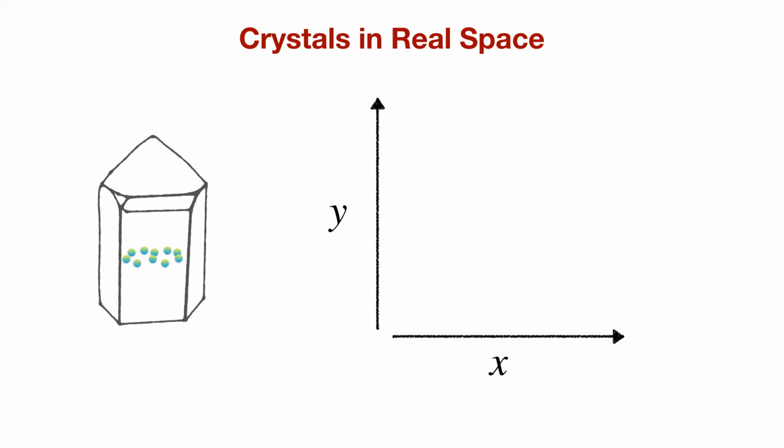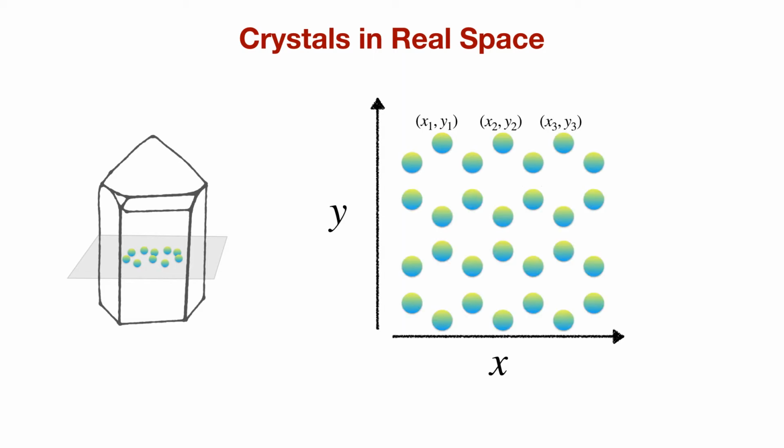Crystals like snowflake and diamond are ubiquitous in nature. The atoms or molecules in a crystal are periodically arranged in real space. For example, we cut the crystal shown on the left and label the atoms on the cut according to their position coordinates x, y shown on the right. In this way, we can generate a lattice structure in 2D real space.